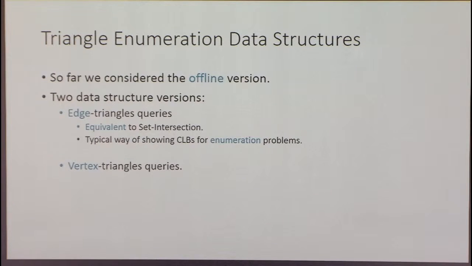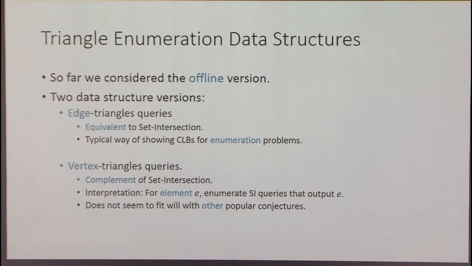But what I want to talk about today is vertex triangle queries. In some sense, like we said, they are a complement of set intersection. The interpretation is that we consider a specific element in the universe, and we want to enumerate all the queries for which this specific element is part of the output. And this doesn't seem to fit nicely with other popular conjectures, maybe with one exception. So it seems like we really need threesome to be able to say something about this, because of the offline problem that we considered before. And we'll see soon how this helps us.